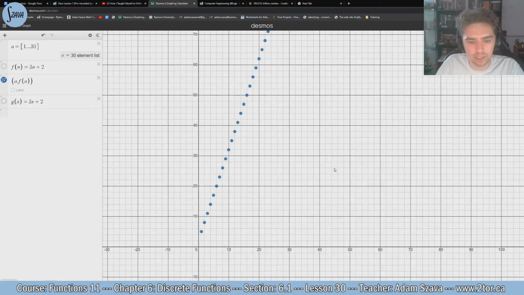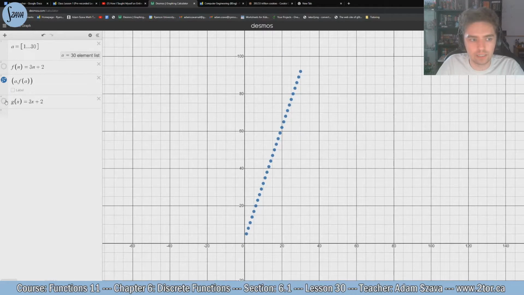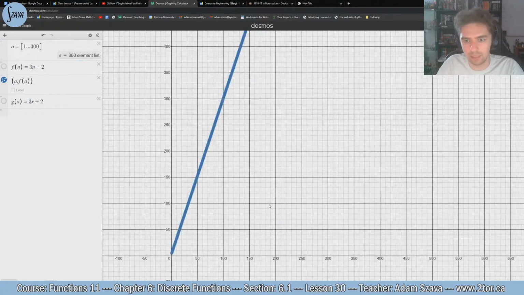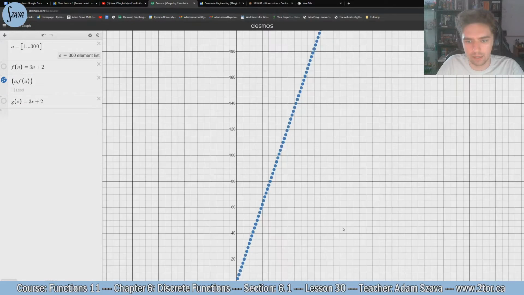But just as a sequence, it looks like that, right? So the continuous function looks like that, 3x plus 2. The discrete function, 3n plus 2, looks like that for the first 30 terms. You can make that 300, and then we have all the way up here, right? And it goes like that.